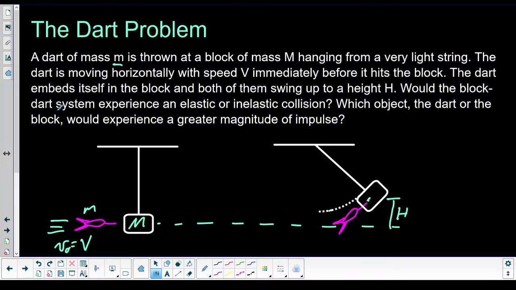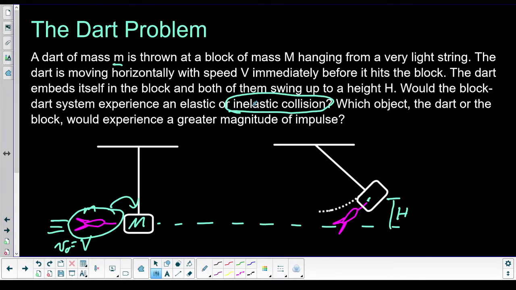Would the block dart system experience an elastic or inelastic collision? Which object, the dart or the block, would experience a greater magnitude of impulse? Okay. So let's answer the first question first. Would it be an elastic or inelastic collision? Because we have an object sticking to another object, this is an inelastic collision.